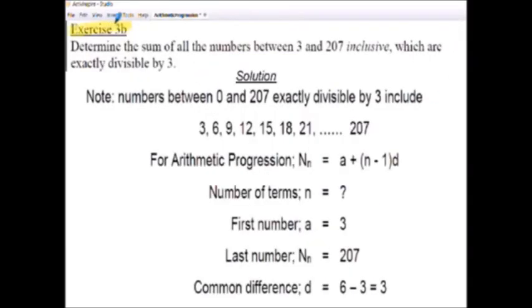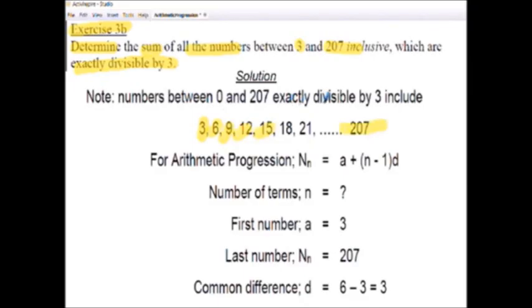Exercise 3b. Let's be a bit careful here with the information given and how we're going to analyse this problem. We've got to determine the sum of all the numbers between 3 and 207 inclusive which are exactly divisible by 3. So we have to put our AP series together here. So 3 is the first term, obviously divisible by 3, then 6 would be, 9 would be, 12, 15 and so on up to 207. That's our series that are divisible by 3.